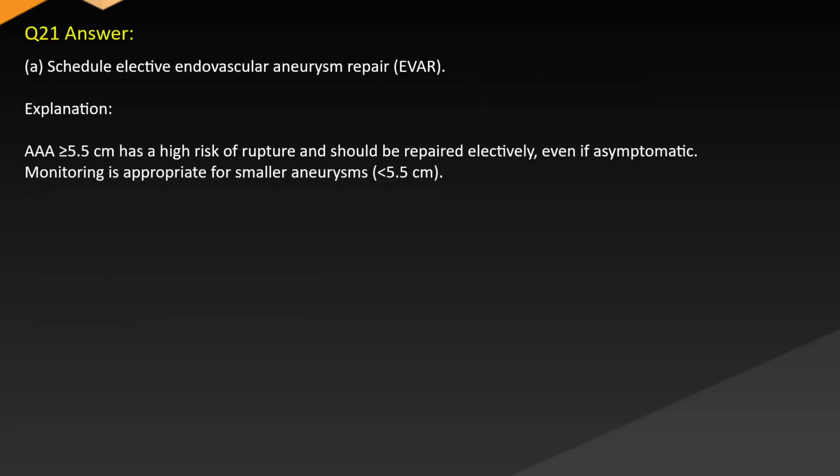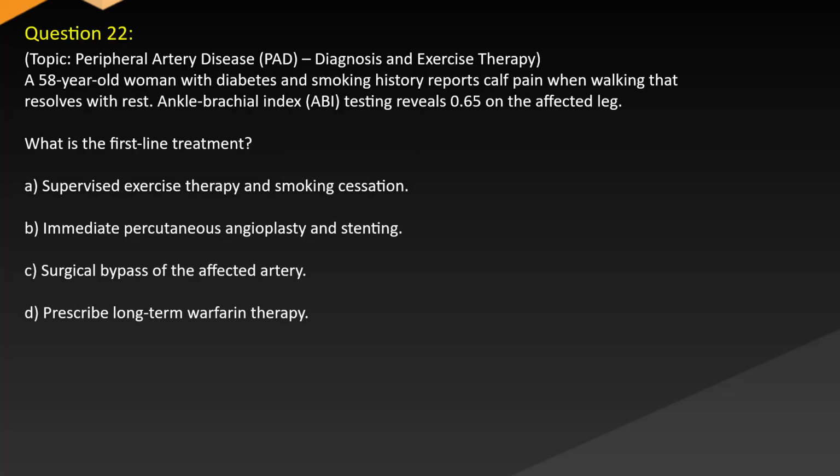Answer: A. Schedule elective endovascular aneurysm repair, EVAR. Explanation: an AAA over 5.5 centimeters has a high risk of rupture and should be repaired electively, even if asymptomatic. Monitoring is appropriate for smaller aneurysms, under 5.5 centimeters. Question 22. Topic: Peripheral artery disease, PAD.